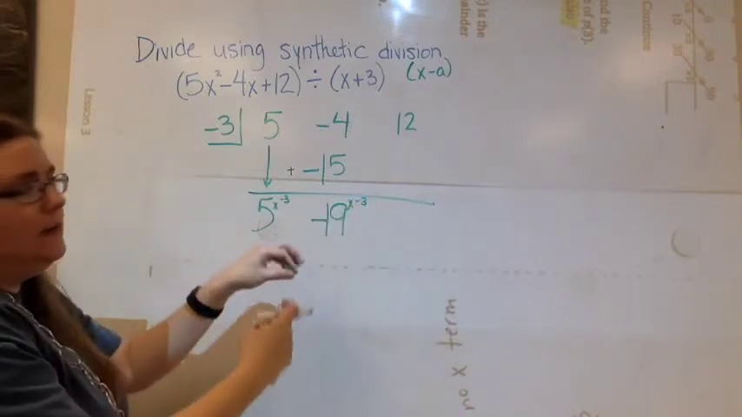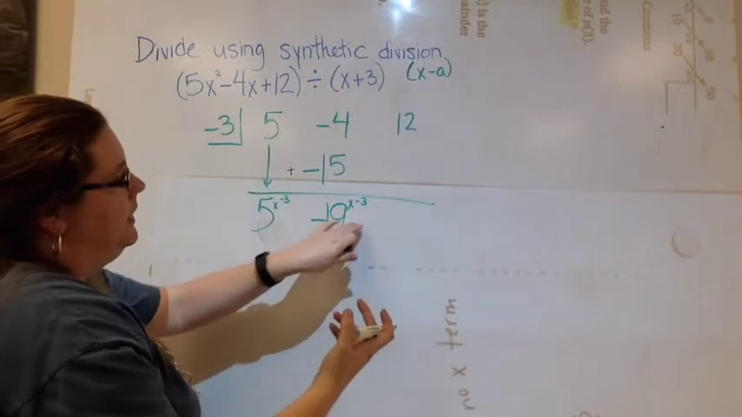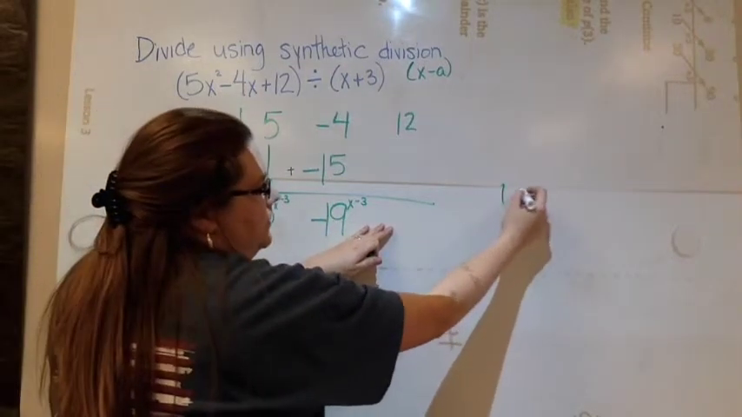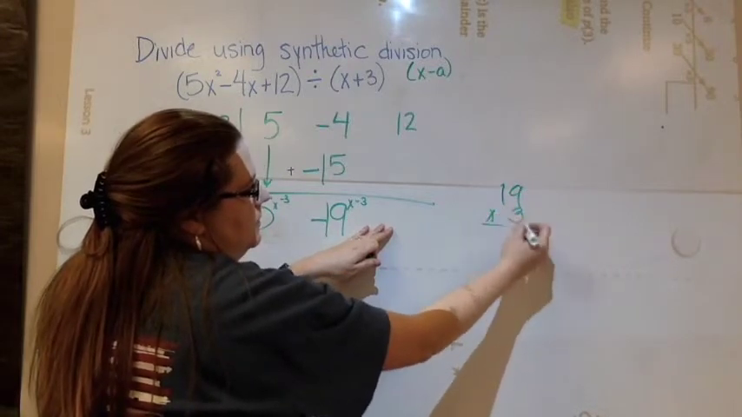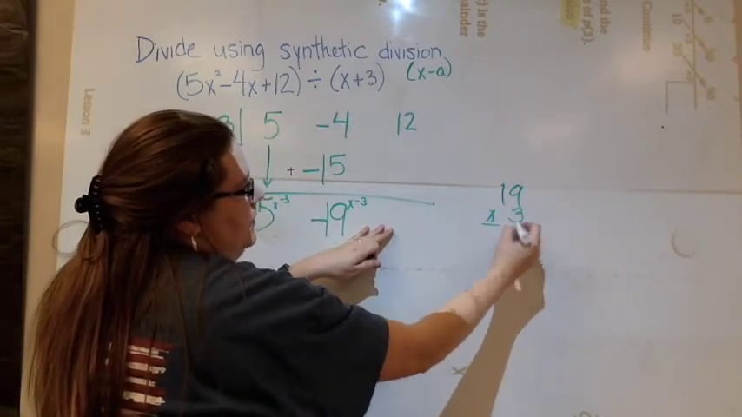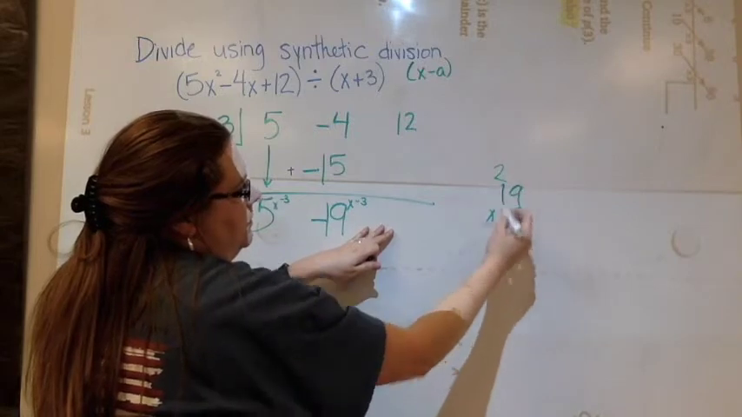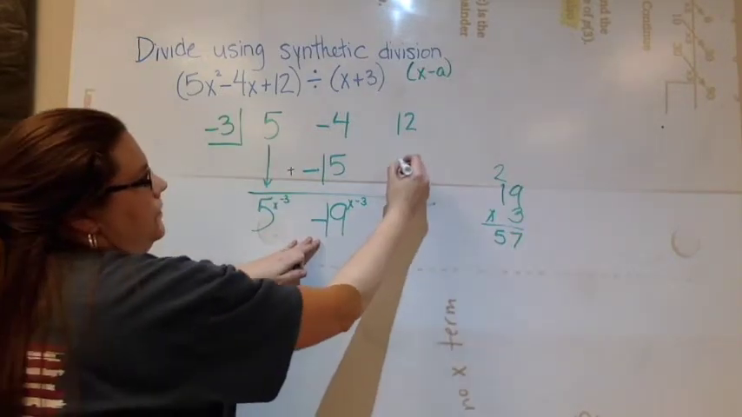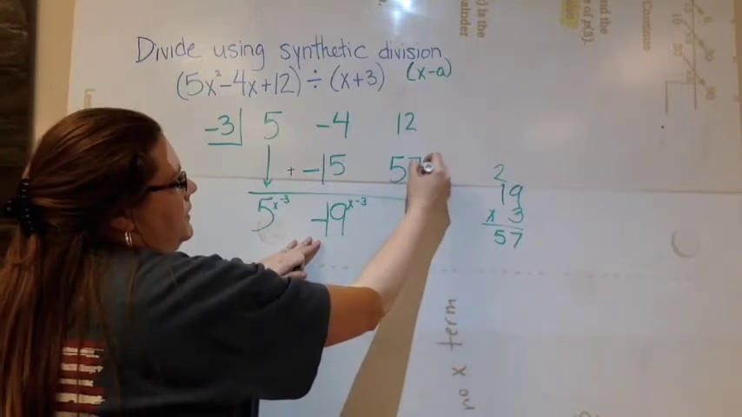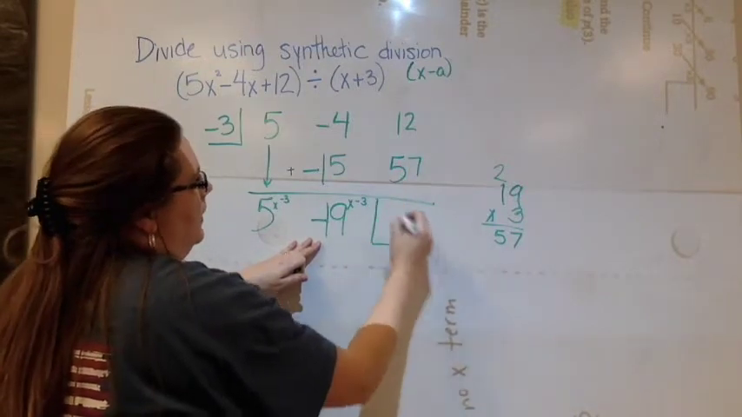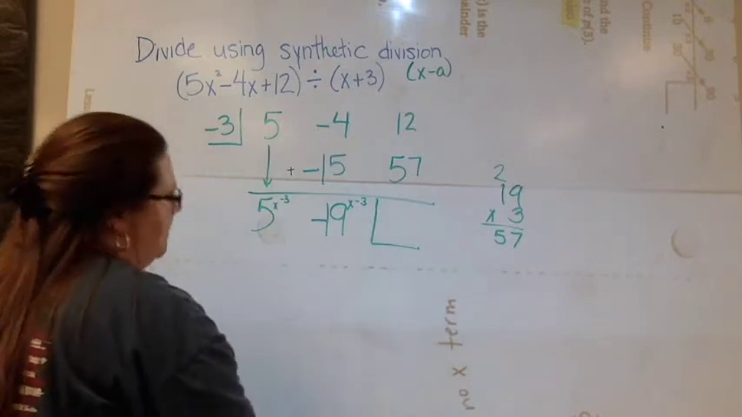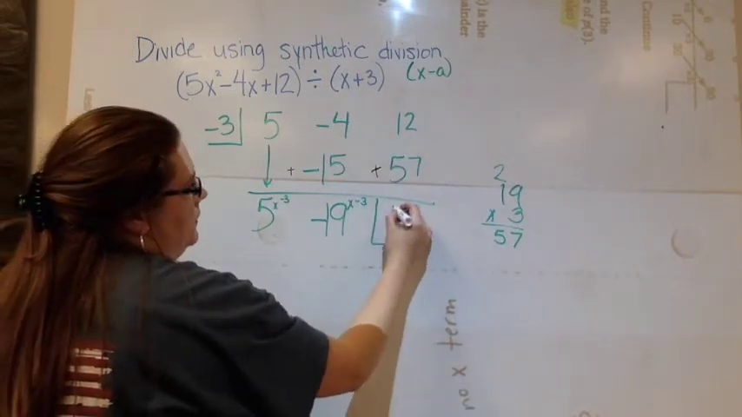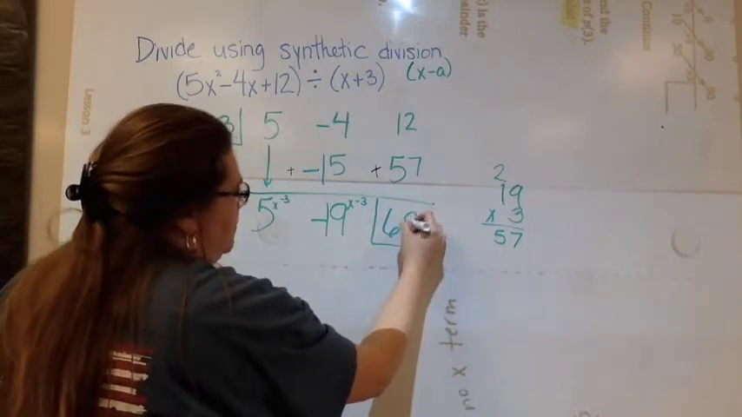Negative 19 times negative 3 is a positive number. 19 times 3, you can do this on your calculator if you need to, or you can do the math to the side. 19 times 3. 9 times 3 is 27. Carry your 2. 3 times 1 is 3 plus 2 is 5. So negative 19 times negative 3 is a positive 57. Adding here. 12 plus 57 gives you 69 as your remainder.